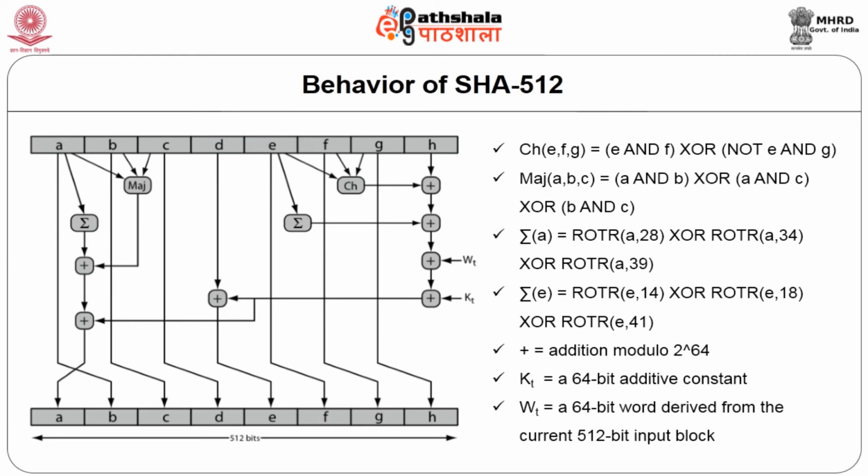Going ahead, if we want to get H, we will simply substitute: replace H by G, replace G by F, replace F by E, replace E by D plus T1. So in the previous discussion we generated T1, and that T1 should be added to D to generate E. D equal to C, C equal to B, B equal to A, and A equal to T1 plus T2. T1 plus T2 we have generated through a mathematical plus logical process.